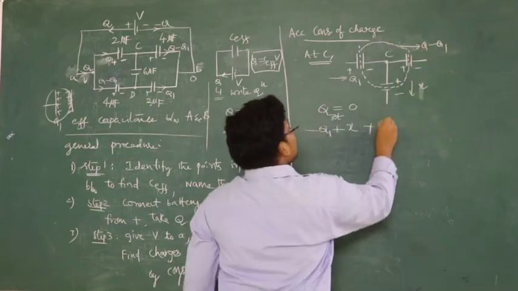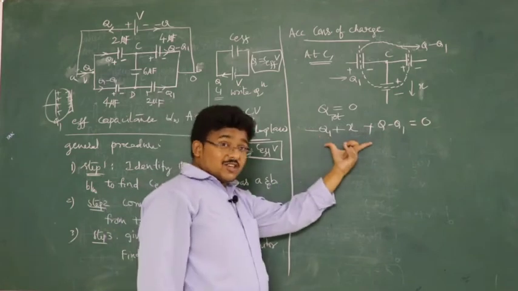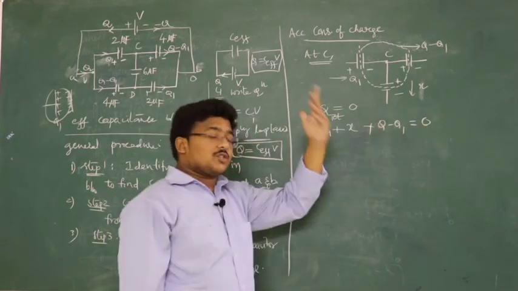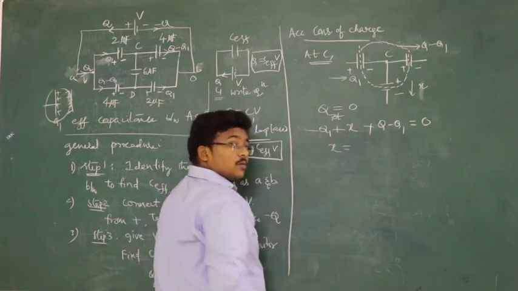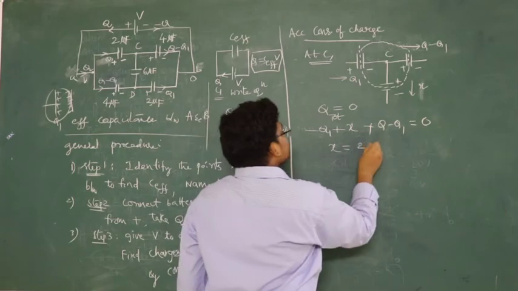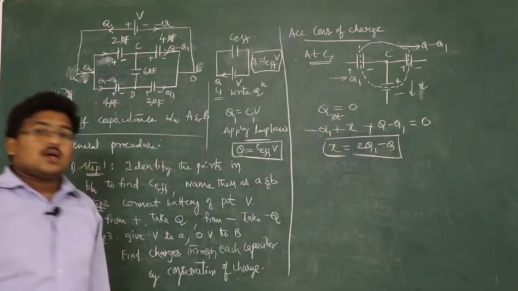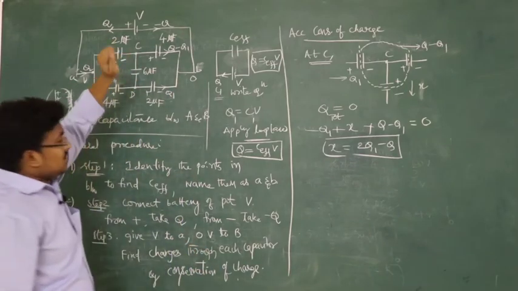Q minus Q1 must be 0, because this is the final charge and this is the initial charge. The initial charge is 0 anyhow, and the final charge is also 0. So from this you can find out X. And minus Q1, minus 2Q1, going to that side becomes 2Q1. This is the charge passing through this capacitor.